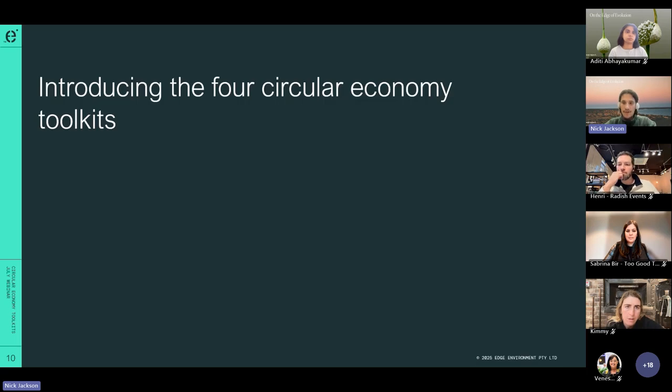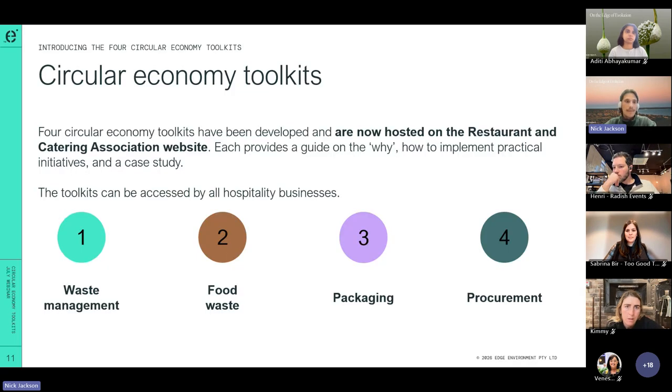So let's talk about the first 4 circular economy toolkits and what they are. The 4 circular economy toolkits that we've developed with this group are now hosted on the Restaurant and Catering Association website, and you'll be able to find them online by simply searching Circular Economy Toolkits Hospitality as well. So we recommend any business that's interested in these, please search them up. All 4 of them are free to download on the website. Each of them provides a guide on the why, so why they were introduced and why we focus on a certain thing, how to implement the practical initiatives listed, and a case study that demonstrates the success that a business has had with these initiatives.